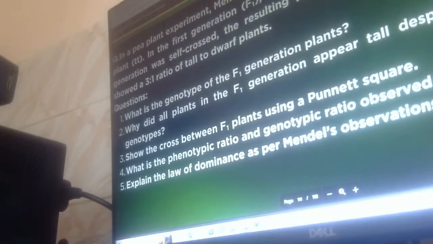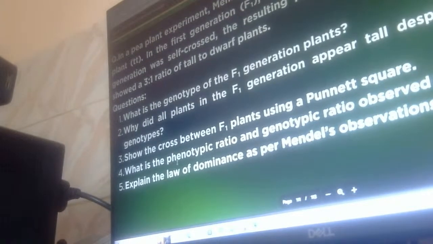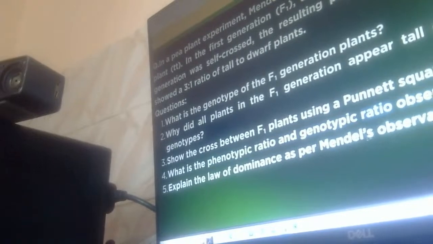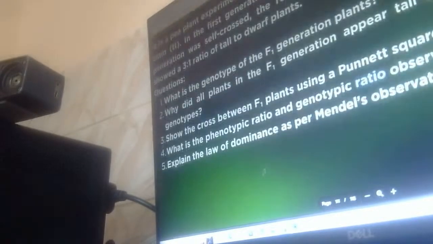Because the dominant gene tall was there in every offspring, the dominant suppressed the recessive, and as a result, they were all tall. Punnett square. Okay. Genotypic ratio of F2 is what? 1 to 2 to 1.